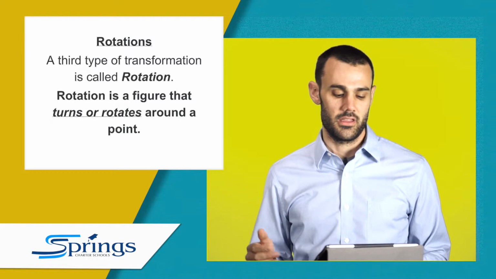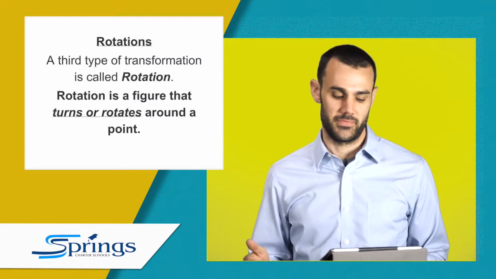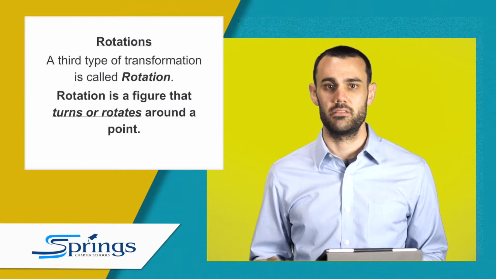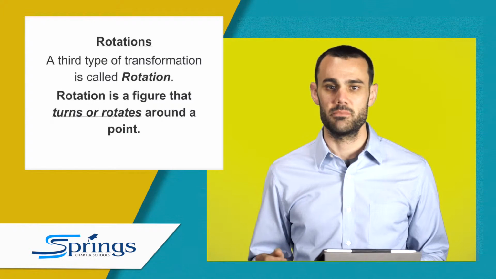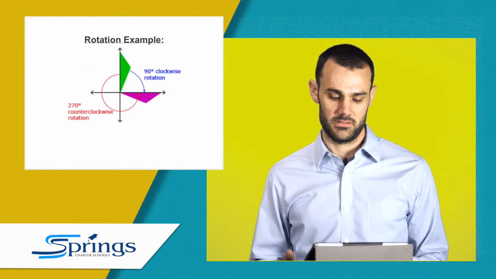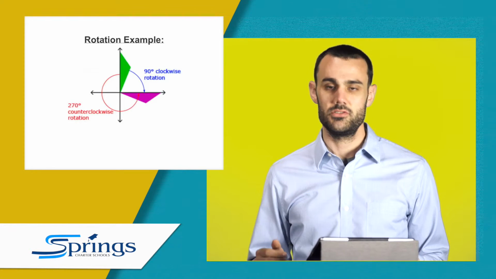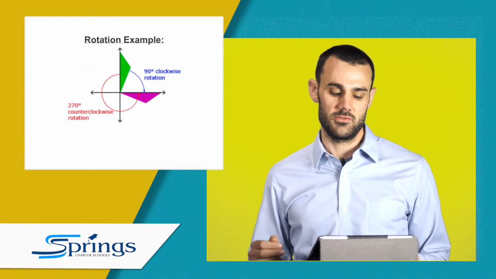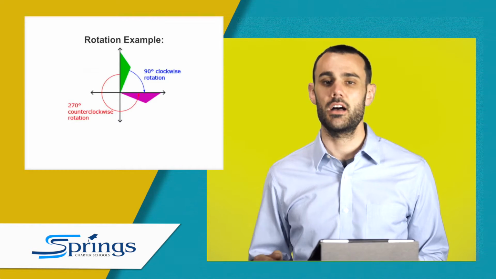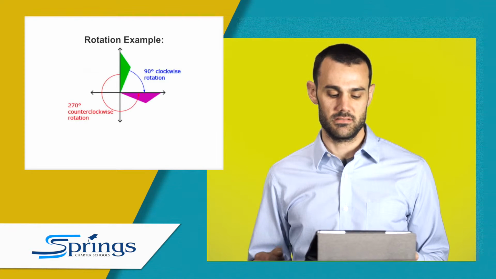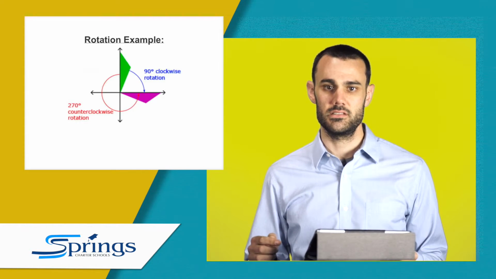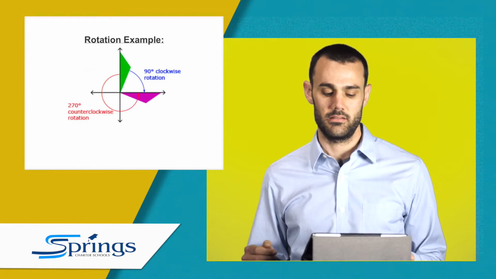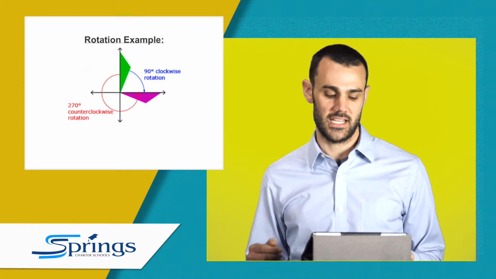Now, rotations. The third type of transformation is called the rotation. And a rotation is a figure that turns or rotates around a specific point on the coordinate plane. Now this could be the origin or a different point along the coordinate plane. So here's an example. We have two triangles. Now the purple triangle that's facing downwards, in the red it says 270-degree rotation counterclockwise. That means we're going to move the opposite direction, and if we moved it 270 degrees, we would end up where the green triangle actually is on our coordinate plane here. That would be a rotation of 270 degrees counterclockwise.